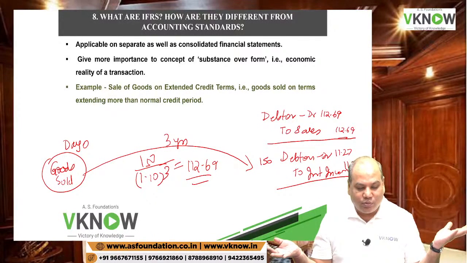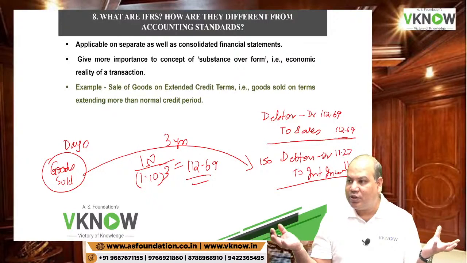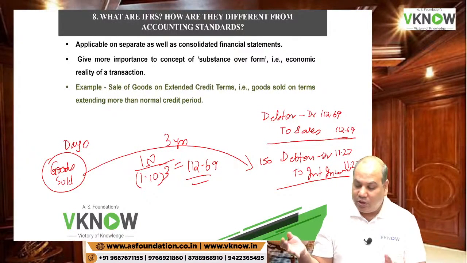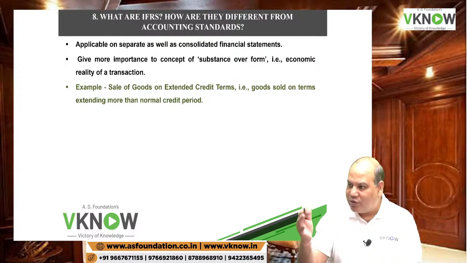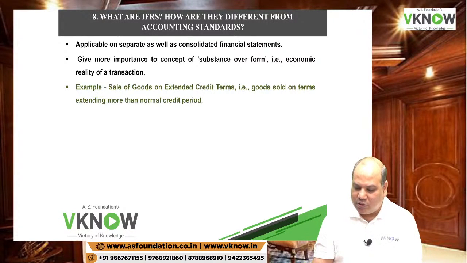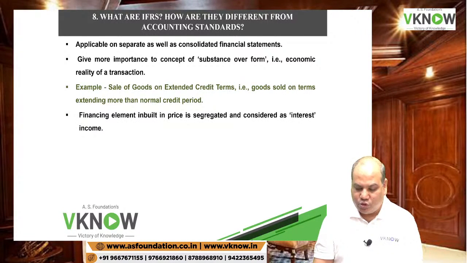So under the accounting standard it gets recognized as sales revenue, but here we are recognizing some portion as sales revenue and the rest as finance income. So that is an example of substance over form.